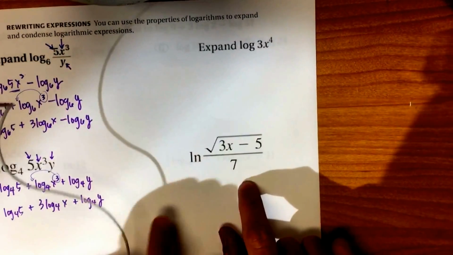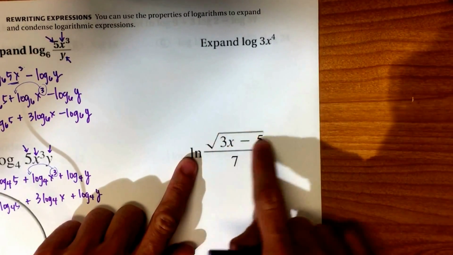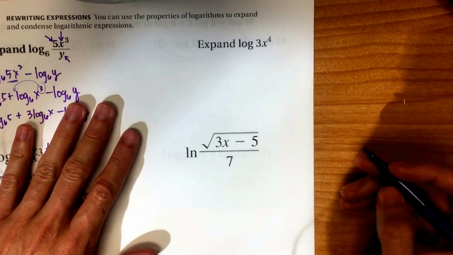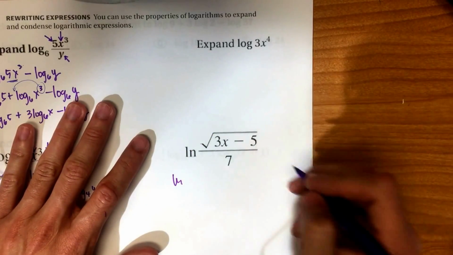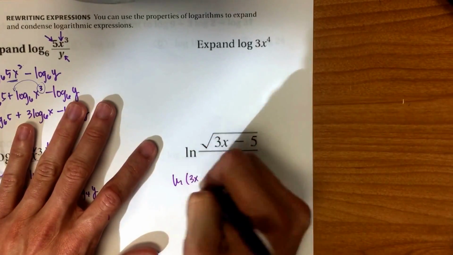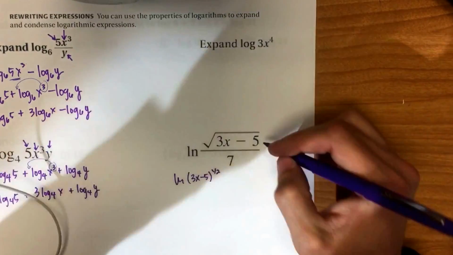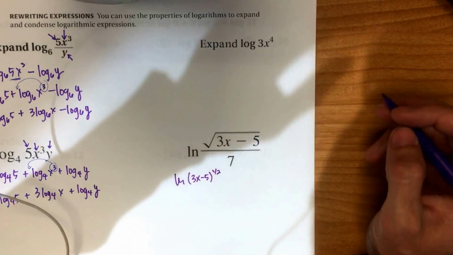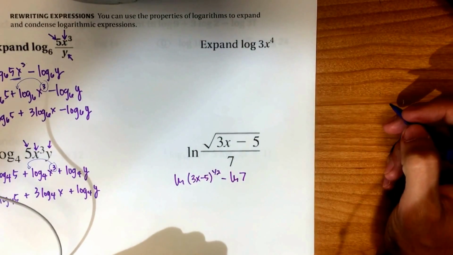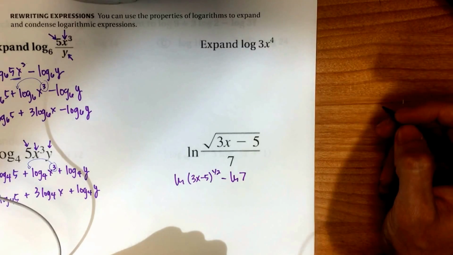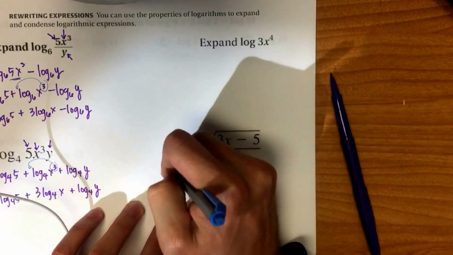Okay, next one over here. First thing I see is I've got a big fraction, and I've got this root. So we're going to do 2 things in one. First, we're going to split this apart. So we're going to do natural log of the top, but instead of a root, I'm going to change it into a power. Remember, a square root is the same thing as the 1/2 power. And then I'm going to subtract off the natural log of 7, because that's the denominator. The last thing that we have to do is take that power and put it down in the front.